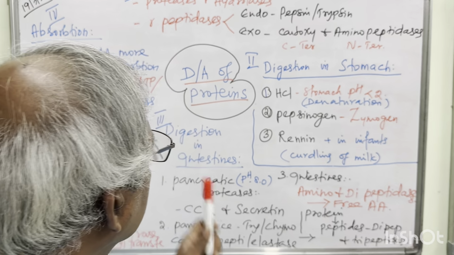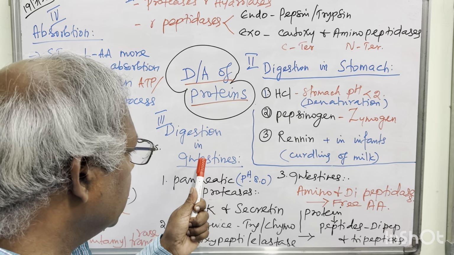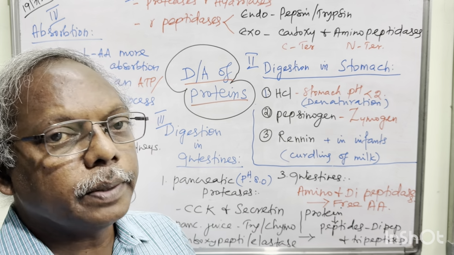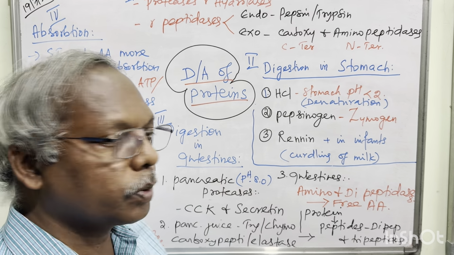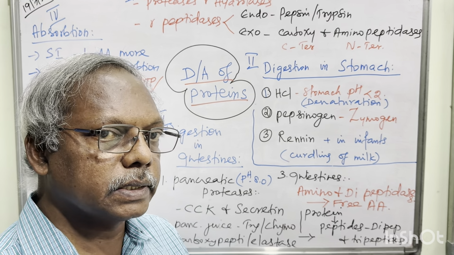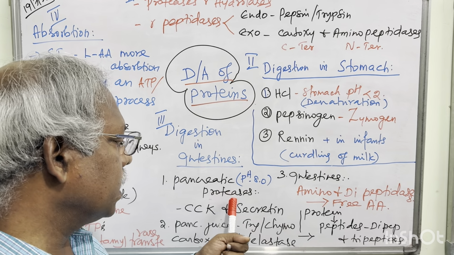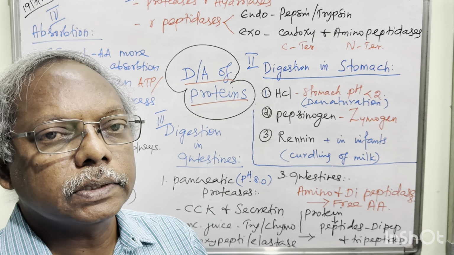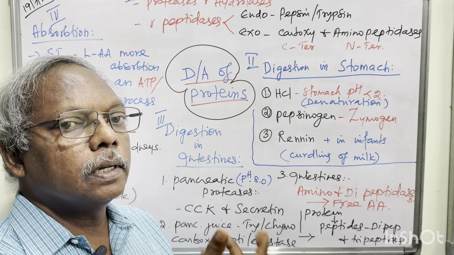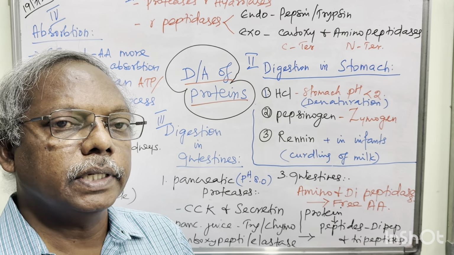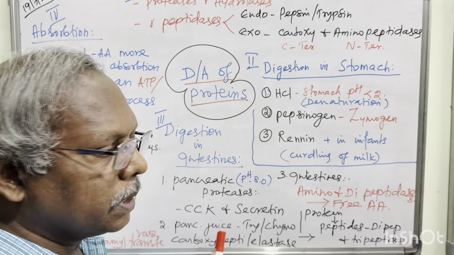Okay. Coming to digestion in intestine, second point. In the intestine, we have 3 important points. The first one is pancreatic proteases. The intestine also releases intestinal enzymes, and the pancreas also releases pancreatic enzymes. They are known as pancreatic proteases. Here the medium is pH 8.0. The pancreatic juice maintains the pH at 8.0 for its metabolism, digestion and absorption.